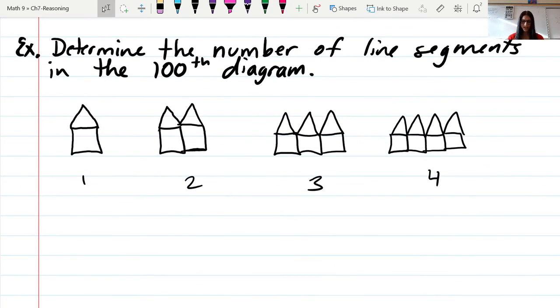Okay, if we have a diagram that looks like this, it says determine the number of line segments in the 100th diagram. So right now we have these 4 diagrams. Well, maybe what would be helpful is for us to take a look at the number of line segments or sticks that we have in each of these. So if we were to count this, I'd have 1, 2, 3, 4, 5, 6. So I'm going to create a chart. Instead of line segments, I'm going to just call them sticks.